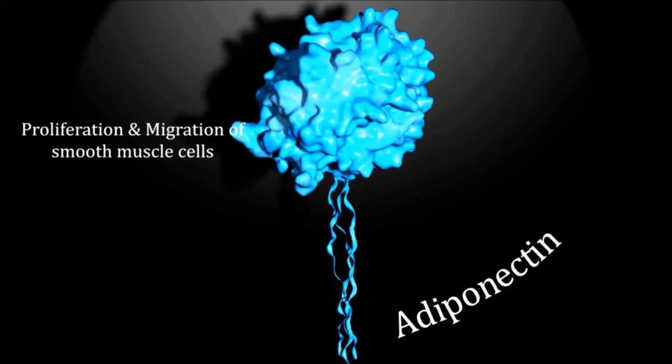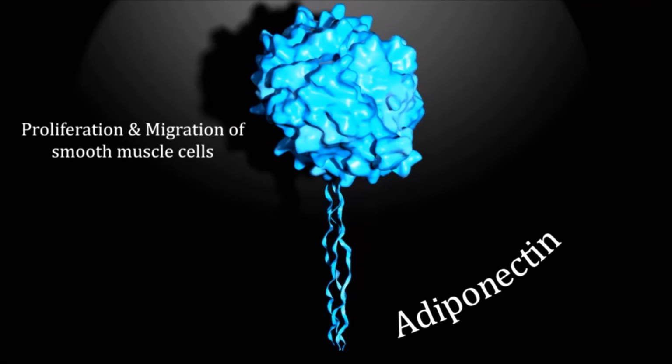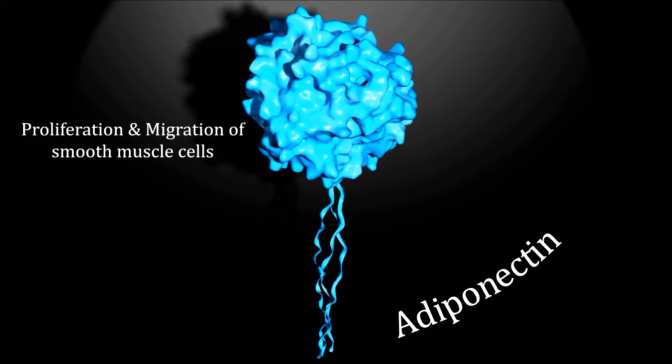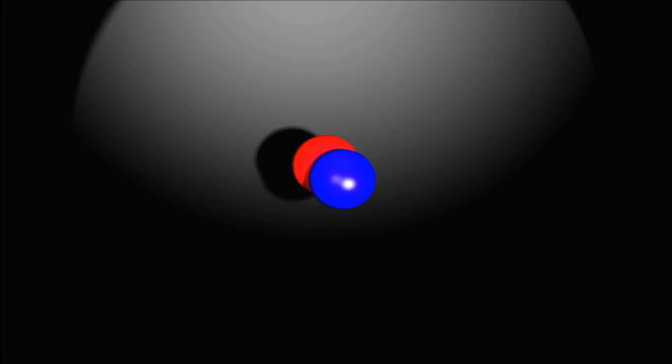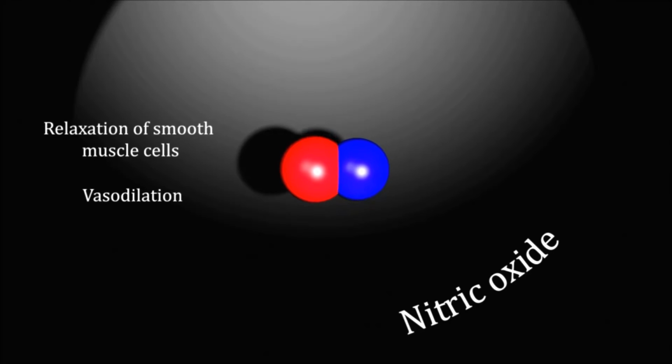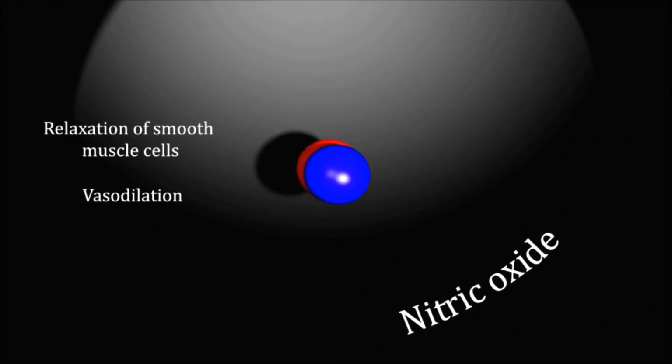Adiponectin, the first adipokine, has complex actions which include control of proliferation and migration of smooth muscle cells, along with modulation of smooth muscle tone. The second adipokine, nitric oxide, causes relaxation of smooth muscle cells, vasodilation, and therefore increased blood flow.